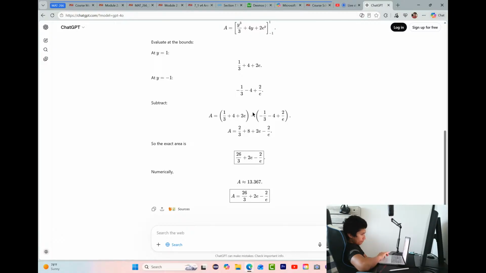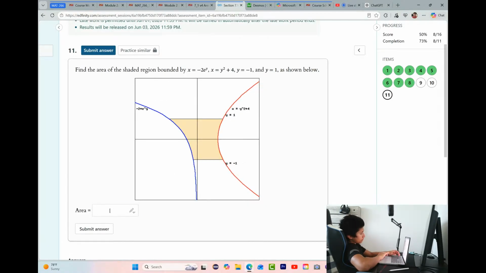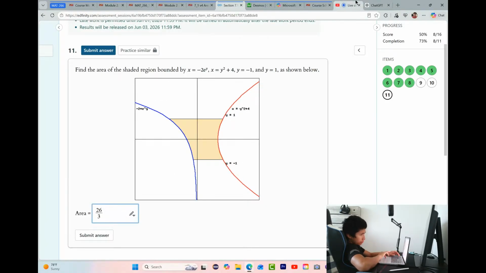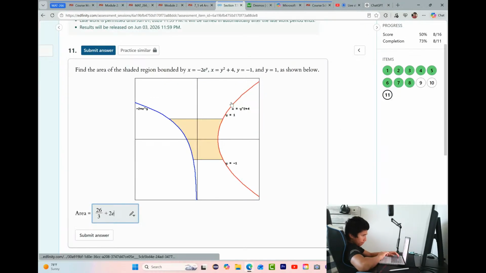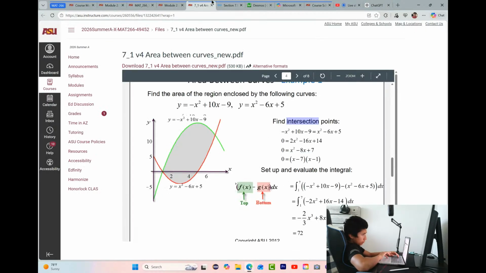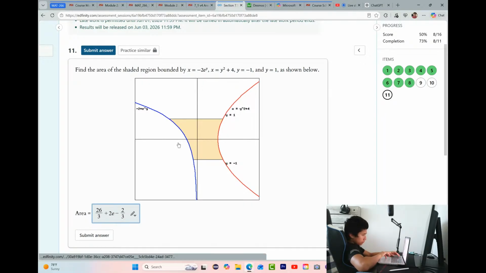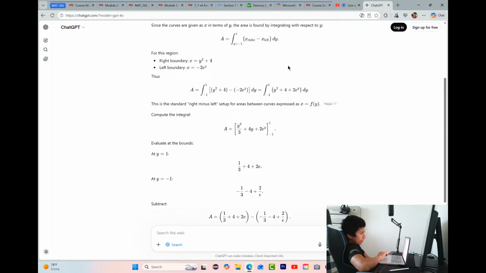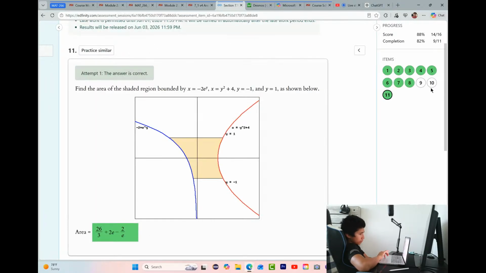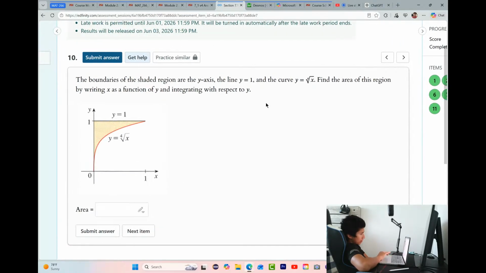Makes sense. I feel bad at doing this, but I really have nothing else to do. Minus 2 over e. Like, I understood everything perfectly. I understood everything that they're doing. But I just can't do anything else, dude.